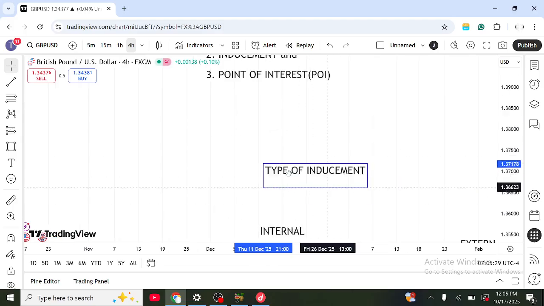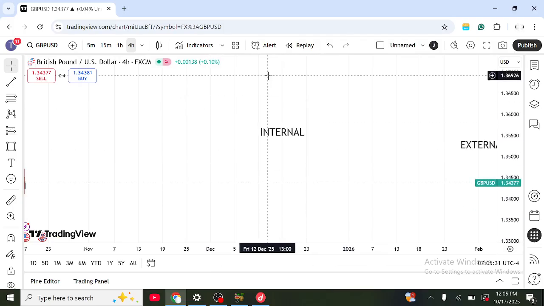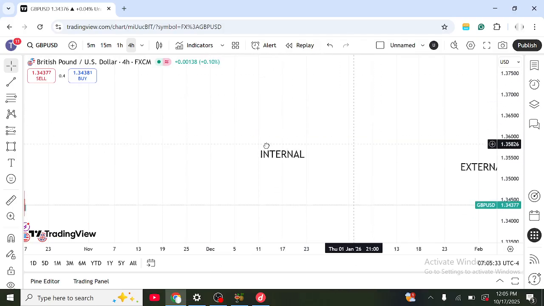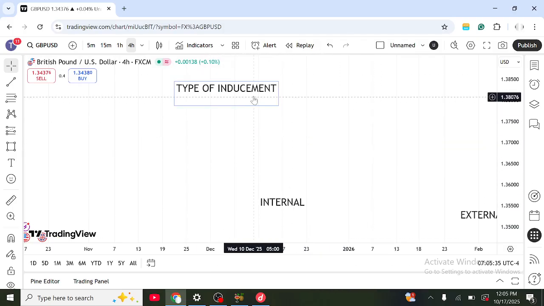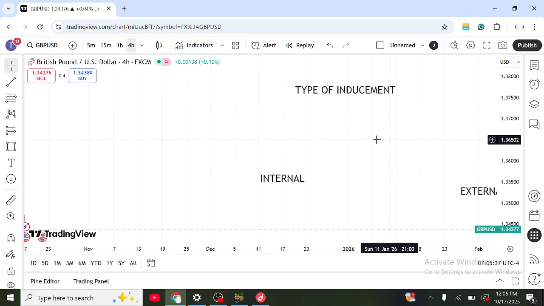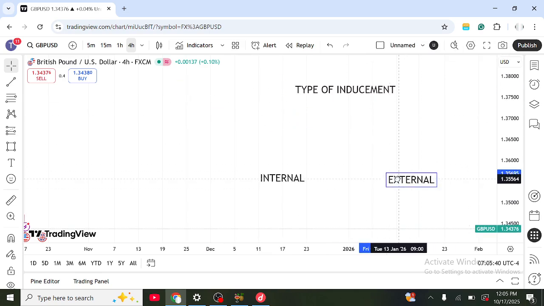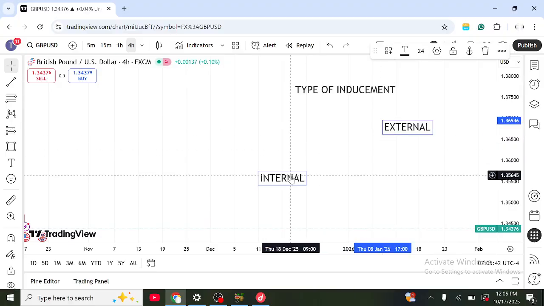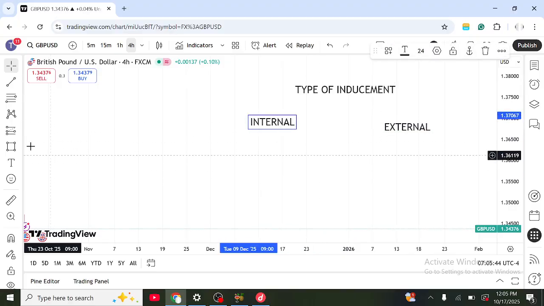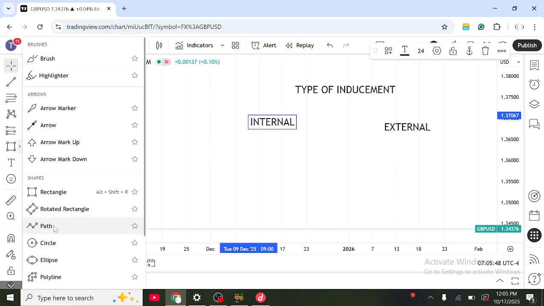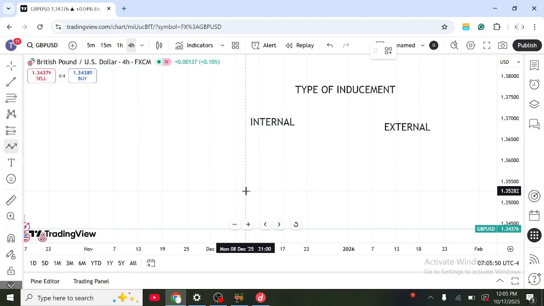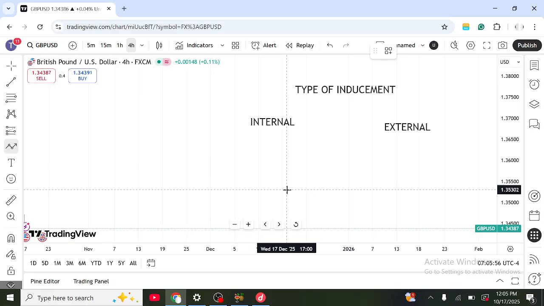So we have the internal, and then we have the external inducement. All right, the internal and the external inducement. So I'm going to represent this with an illustration right now with a bullish trend. Okay, so now some people call it major and minor type of inducement.